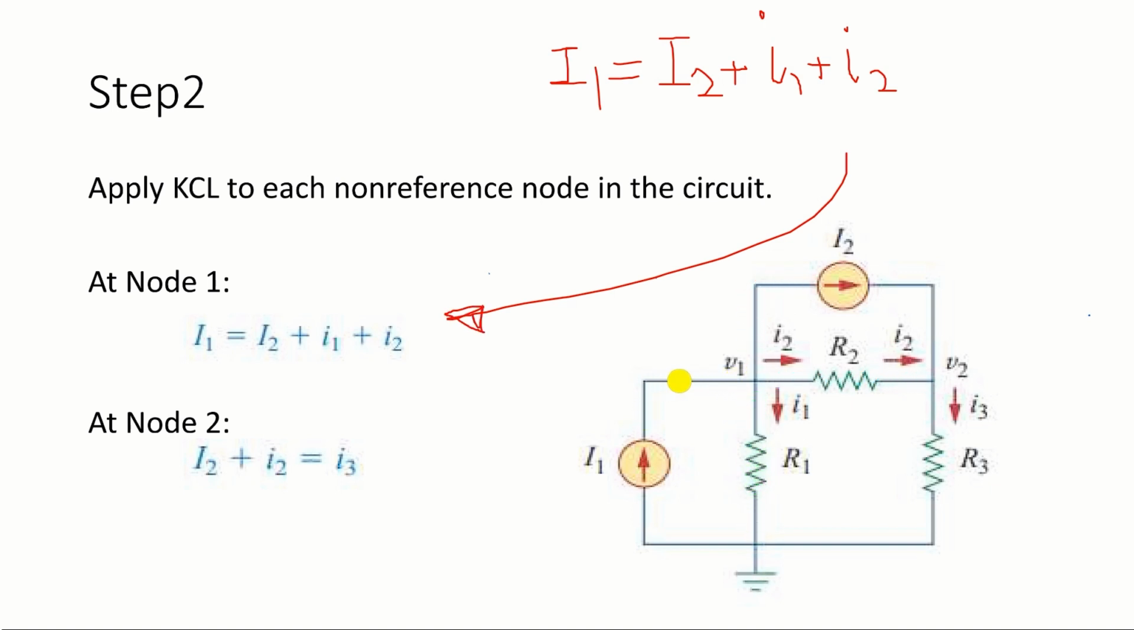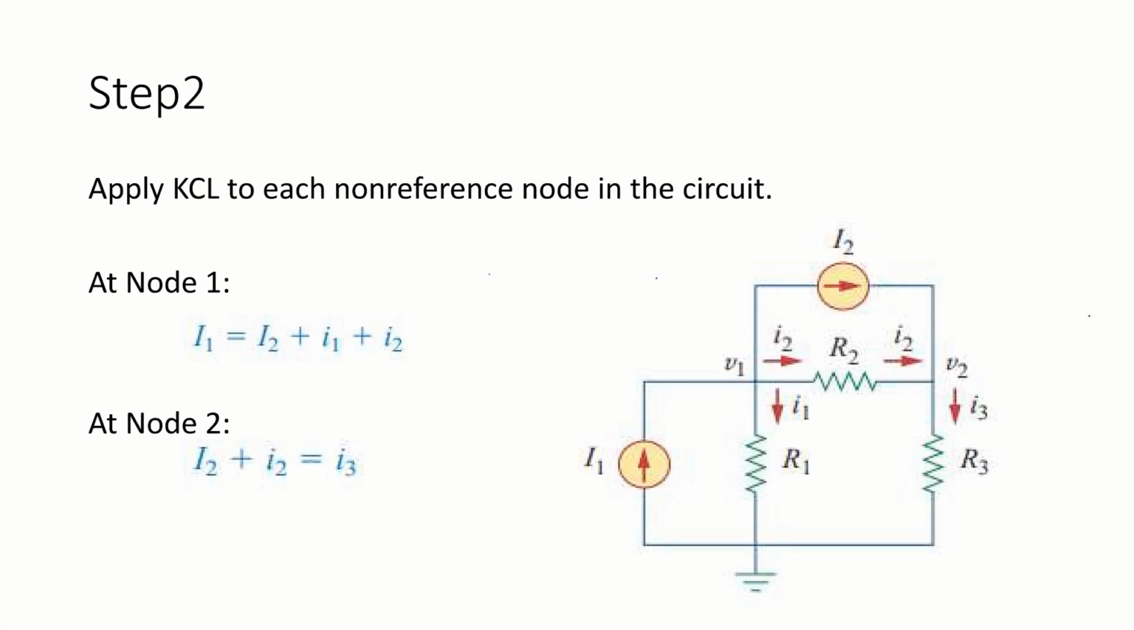Now let's see what happens at node 2. Node 2 is right over here. Let's visualize which current is entering node 2 and which current is leaving node 2. You can see that capital I2 and small I2 are entering the node and small I3 is leaving the node. So let's apply KCL.